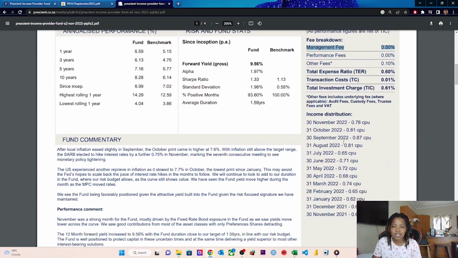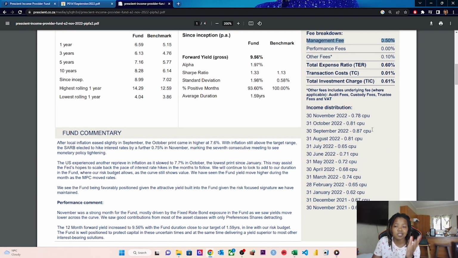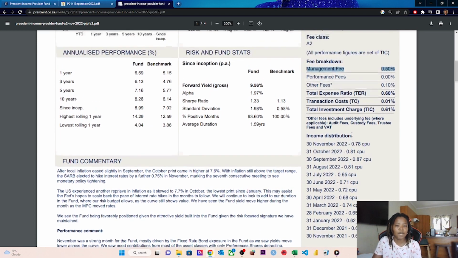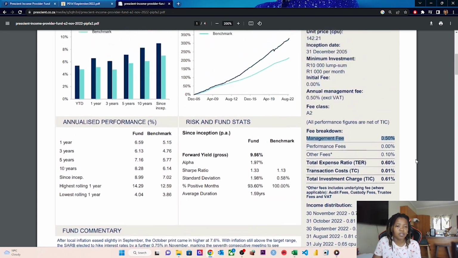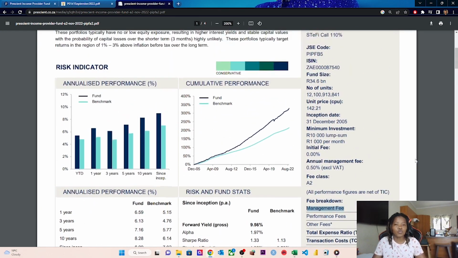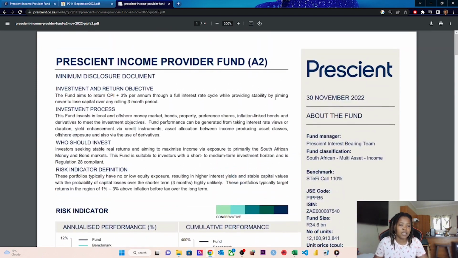Okay, so these are the income distributions that you get. Like I said, it's an income fund, so they pay distributions. I think quarterly. I stand corrected on that, but yes, I think the income distribution is quarterly, which is quite useful, right? Okay, let's get into it now.